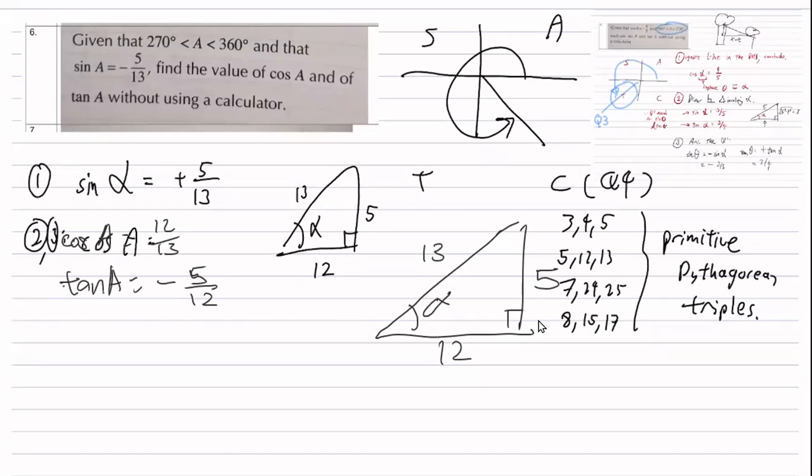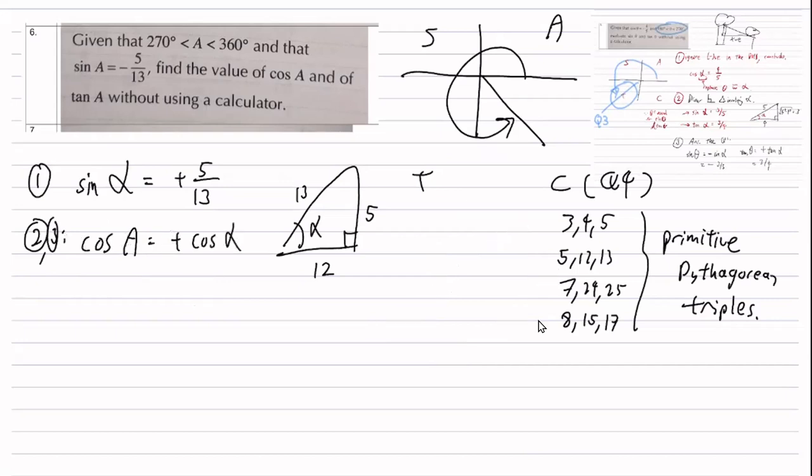So cosine A is equal to positive cosine alpha, which happens to be the adjacent over hypotenuse, 12/13, positive. Then the tangent of A is just tangent alpha, but what sign? In this case, we are at quadrant 4, so C is positive, tangent is negative. So negative of tangent alpha, which is opposite over adjacent, 5/12. Good. Easy. Very good.